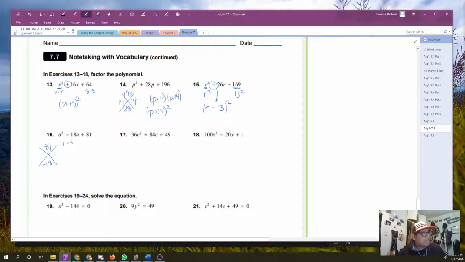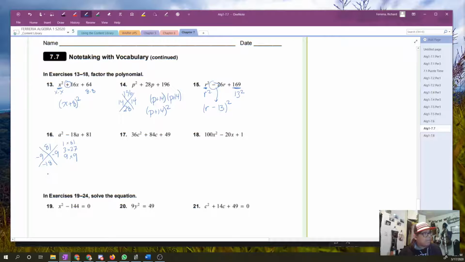That's 1 times 81. Nope. 2 doesn't work. 3 times 27. 27 minus 3 is 24, so that's not going to work either. 4, no. 5, no. 6, no. 7, no. 8, no. Oh, 9 times 9. Let's see, if I add 9 plus 9, I get an 18, so that's going to be it, really. That's going to be a minus 9 here and a minus 9 here.